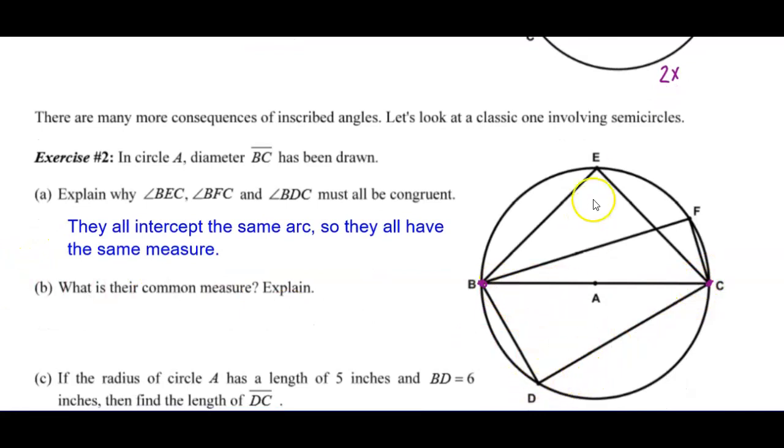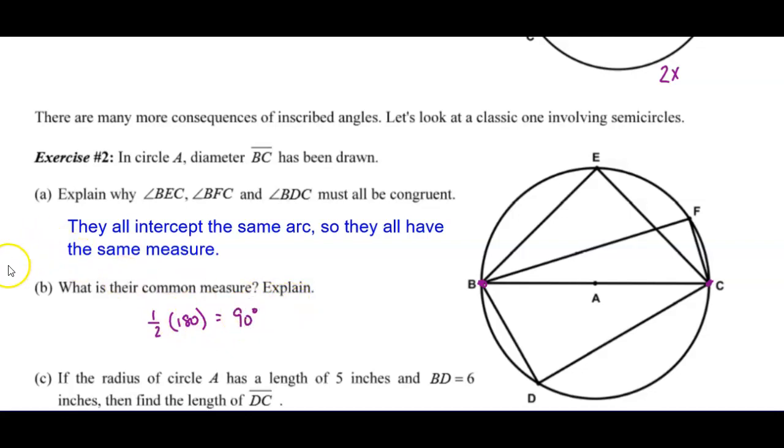They're all inscribed angles. They all have a vertex on the edge, and they all end at the diameter. So they must all have the same measure. They're all half of a semicircle. Common measure, they're all going to be 1/2 of the semicircle arc, so 1/2 of 180, which is 90 degrees.